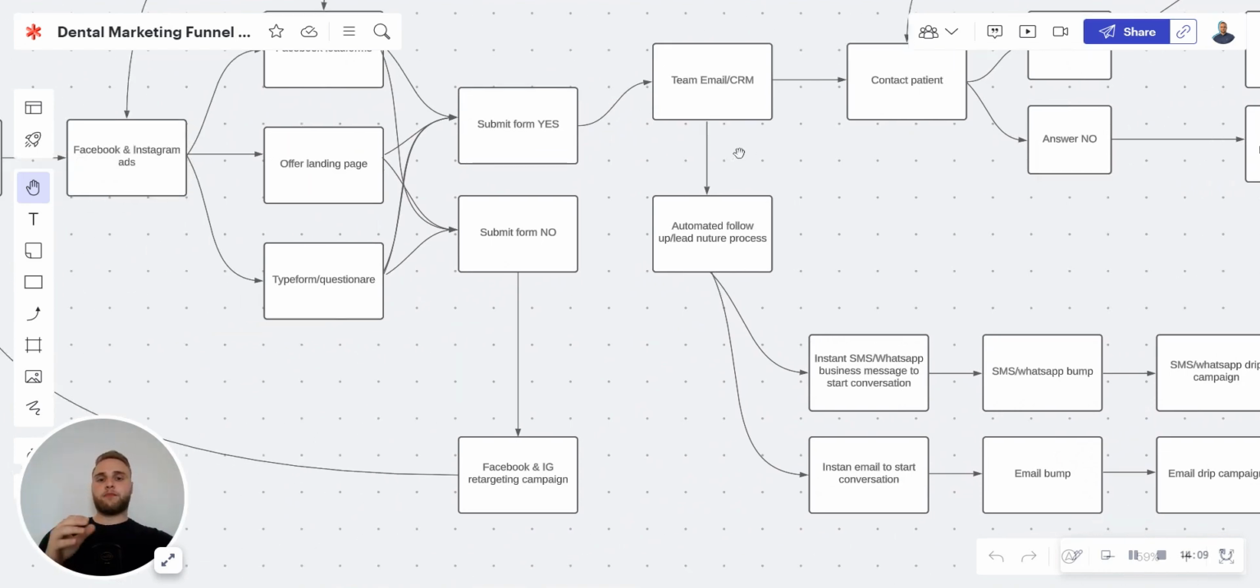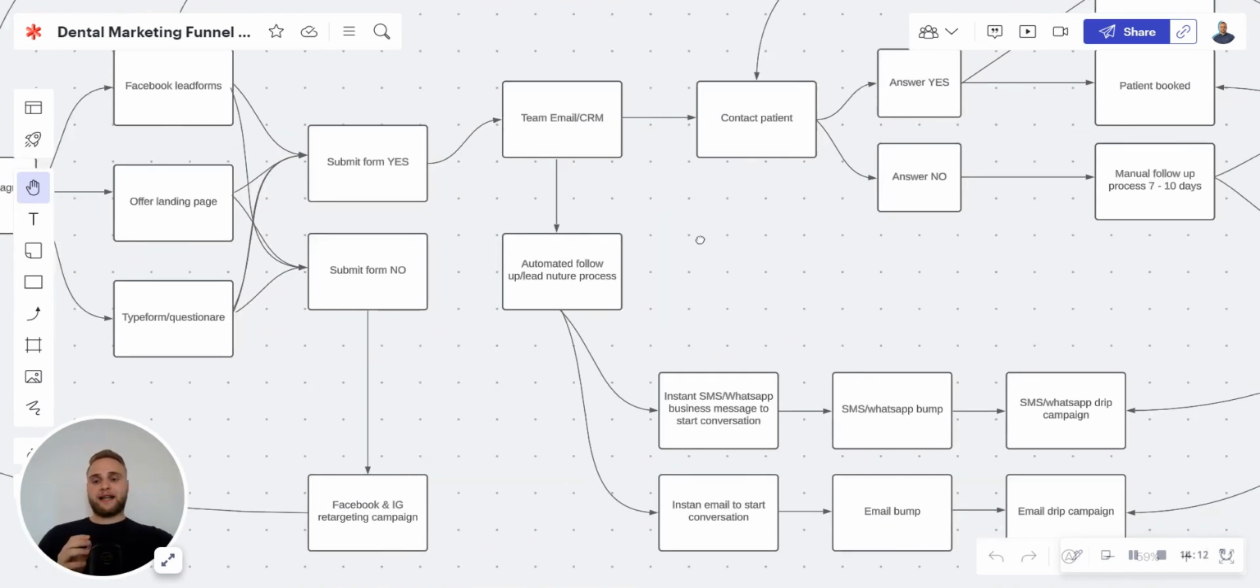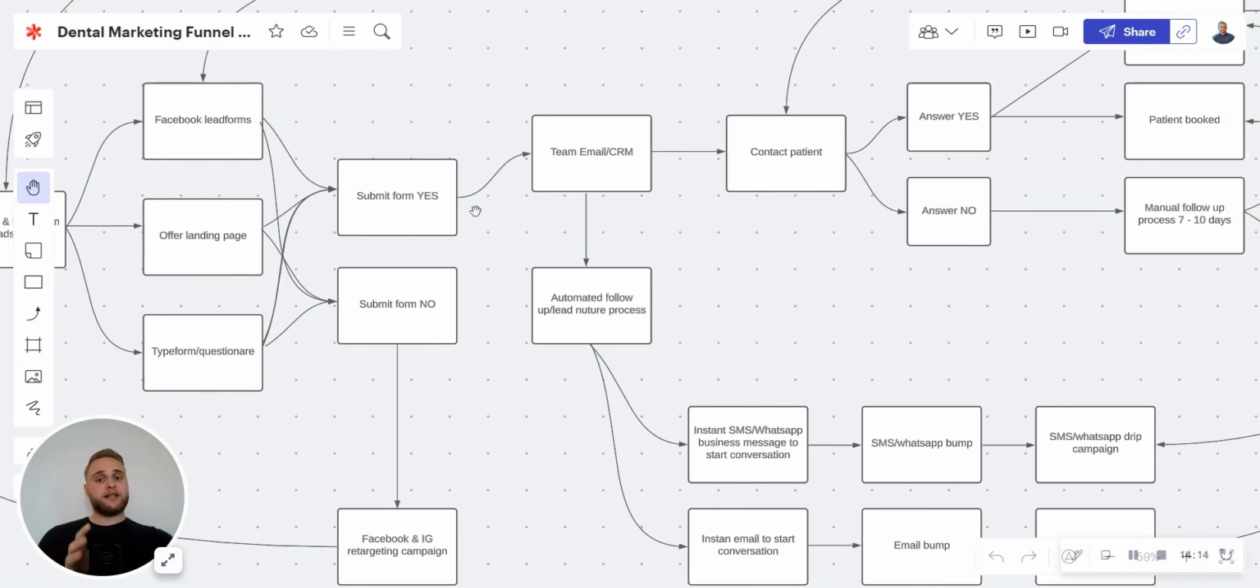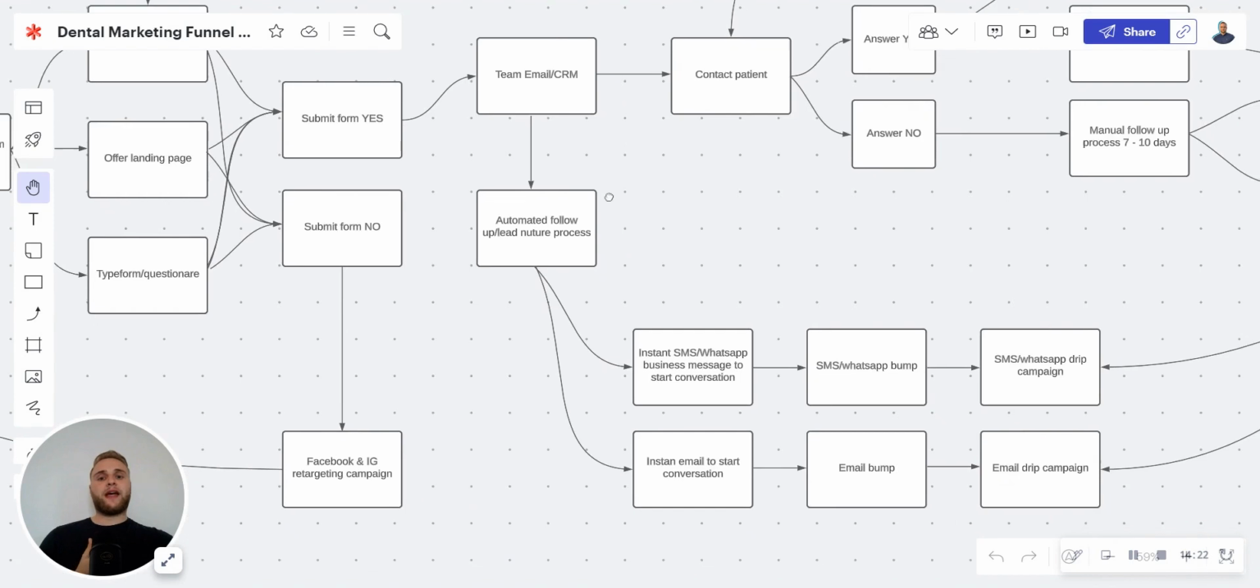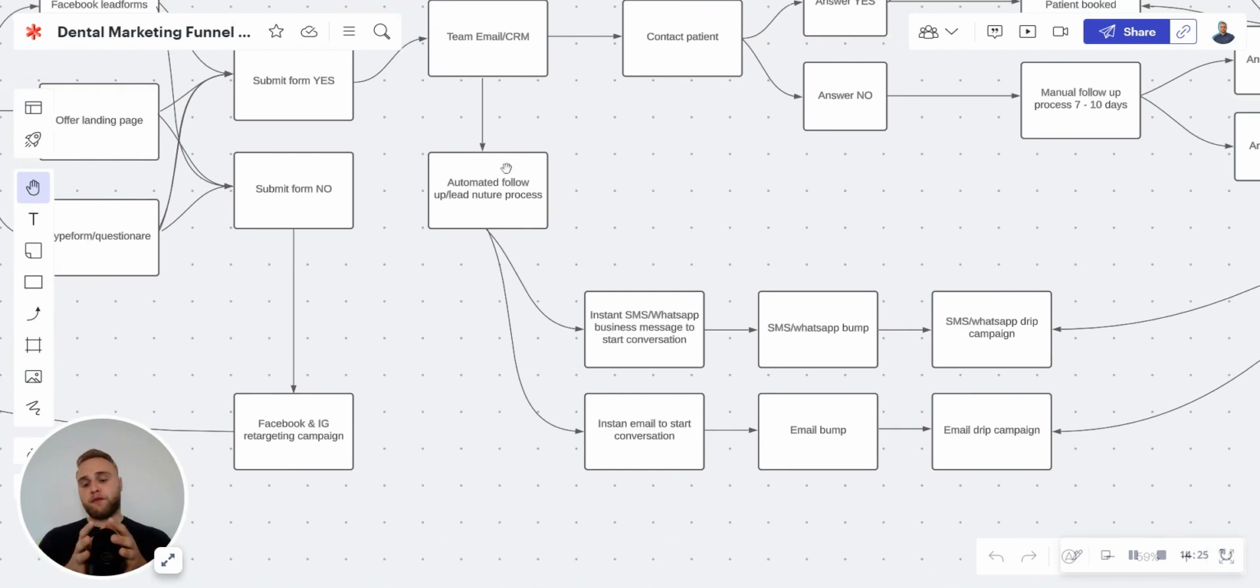Now let's go down here, back to this point here. So let's say someone fills in the form and they then go through to your team CRM, your email, like I mentioned a moment ago. At the same time, you want that person to go through an automated follow-up/lead nurture process. Now this is super important.